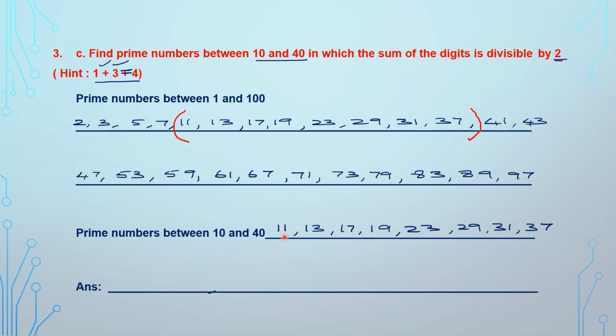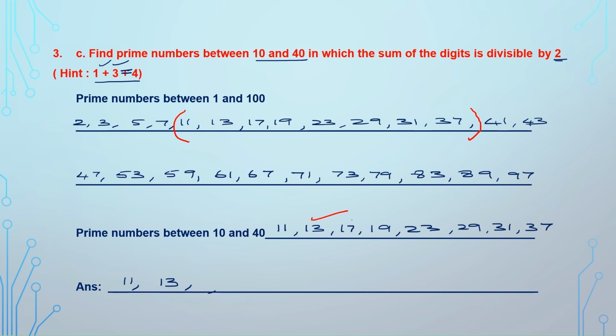Okay, now I'm going to take the sum of the digits. Now 11 is 1 plus 1. 1 plus 1 is 2. So it's divisible by 2. So answer is 11. Take the next number 13. 1 plus 3 is 4. It's divisible. So 13 also.